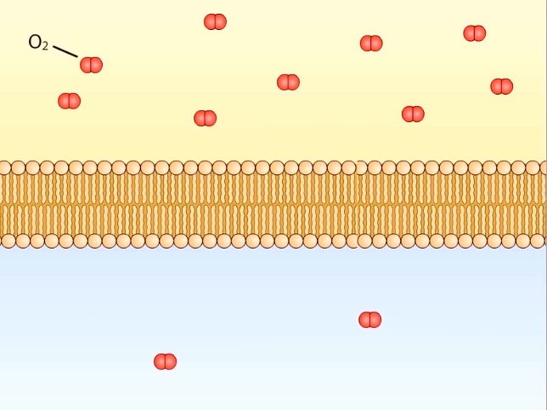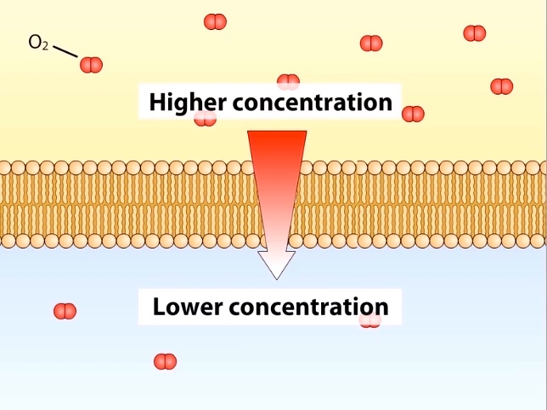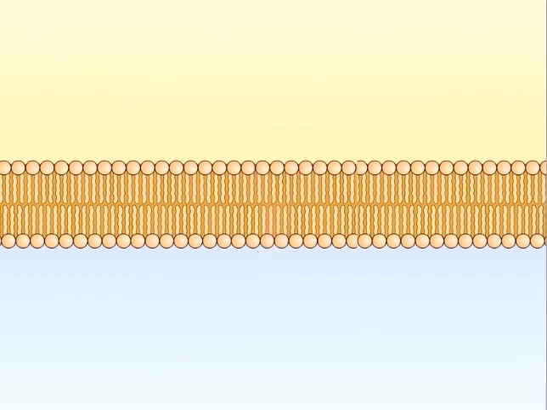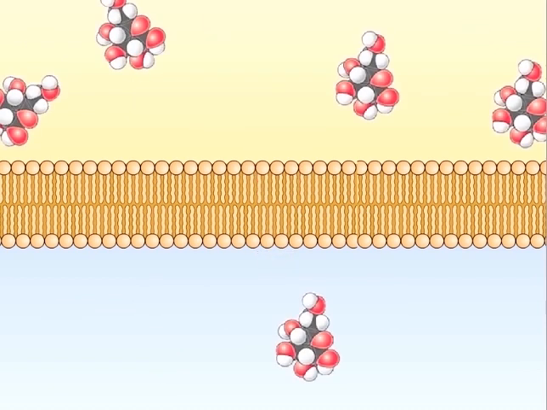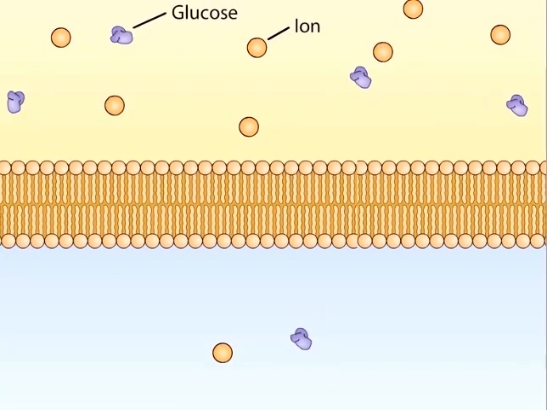Small, uncharged molecules, such as oxygen and water, can diffuse freely through a phospholipid bilayer. They do not require special transporters as they move down their concentration gradients. However, the bilayer is impermeable to larger polar molecules, such as glucose and amino acids, and ions. These substances need help to pass through the membrane.